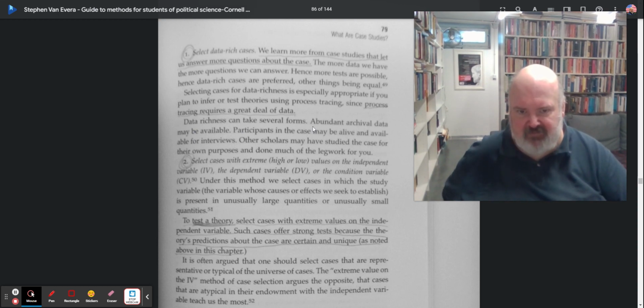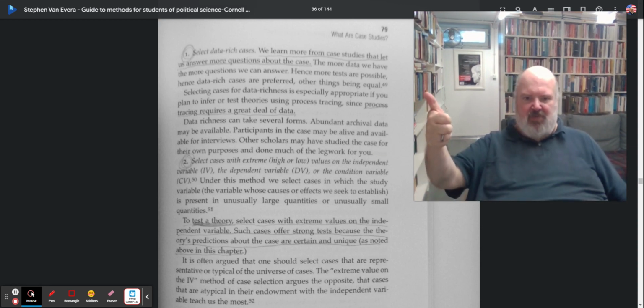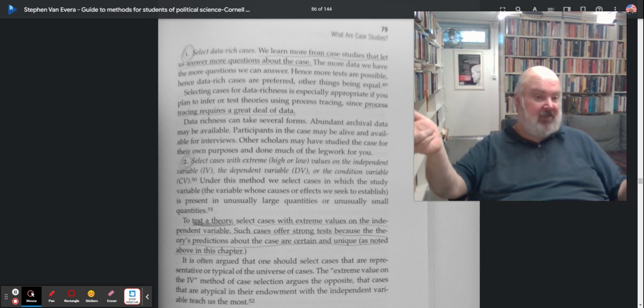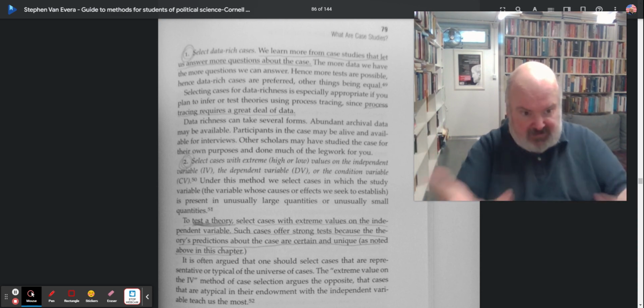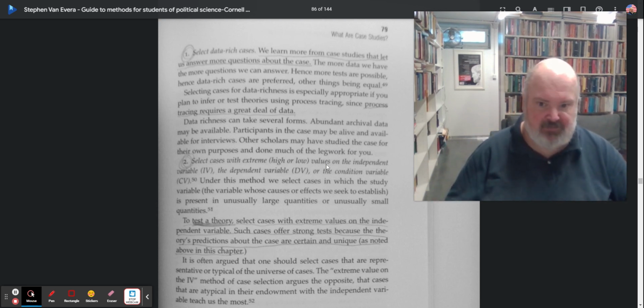Data richness can take several forms. Abundant archive data can be available. Participants in the case may be alive and available for interviews. Other scholars may have studied the case for their own purposes and have done much legwork for you. So this is where you get the data: there's a lot of archive data, participants may be alive to interview, and other scholars have already done a lot of the legwork. You can just get their work, use what is useful for you, and use the data to test and make claims, right?